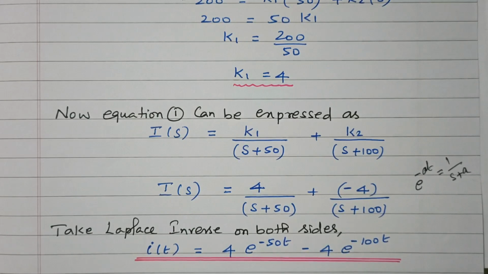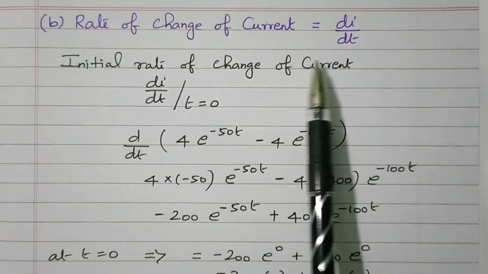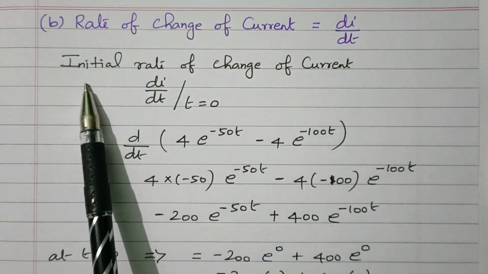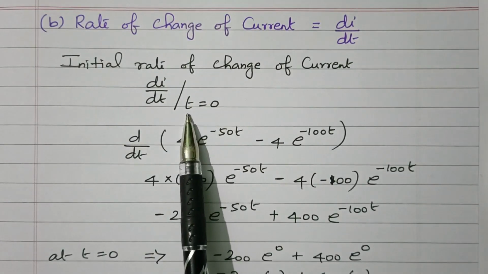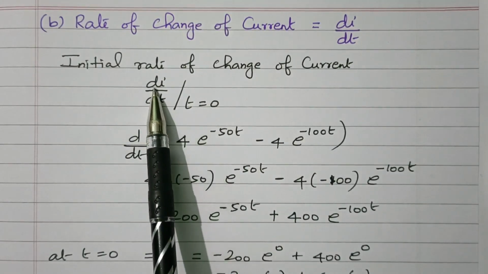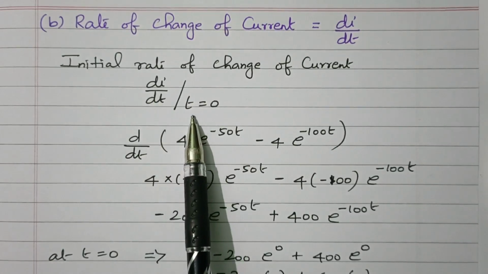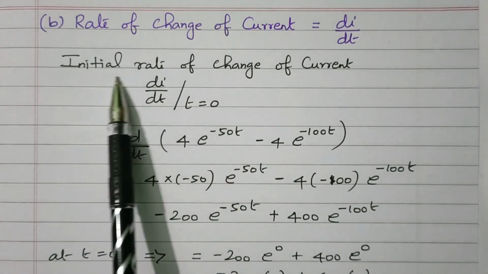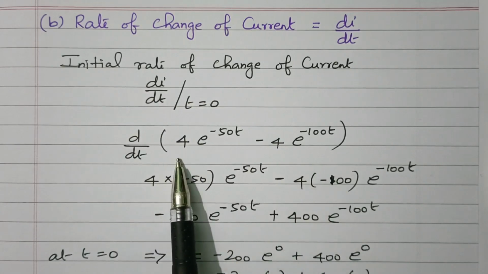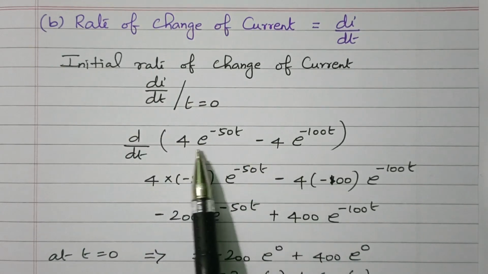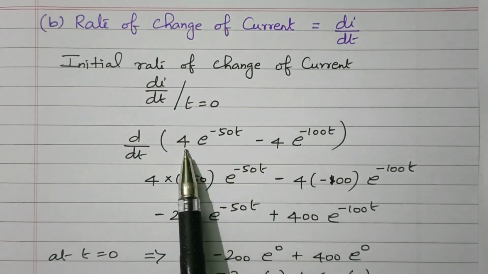Now we'll go to the second part. The rate of change of current can be found by di by dt. Initial rate of change of current means di by dt at t equal to 0. Initially the current is 0. So we have to differentiate the equation for current with respect to t and substitute t equal to 0, so that we can find the initial rate of change of current. So d by dt of this expression for current, 4 e power minus 50t minus 4 e power minus 100t, what we got in the first division.